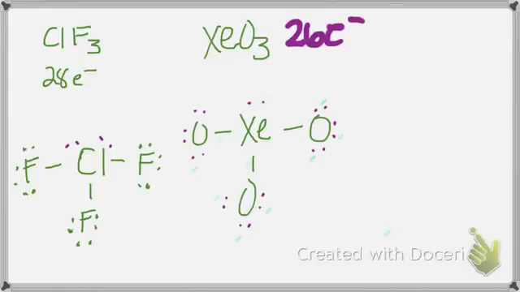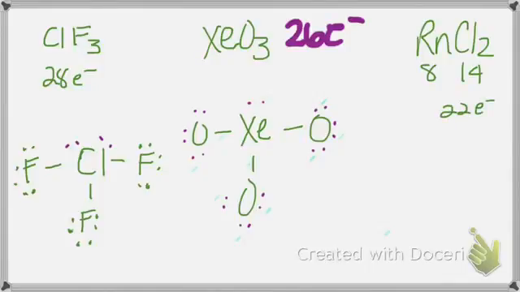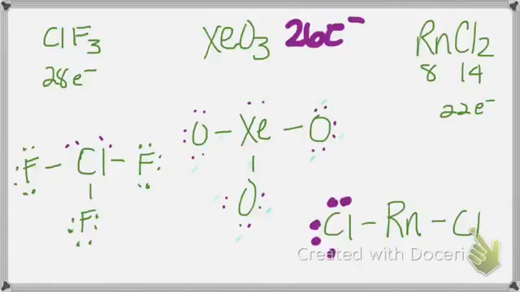And then we're going to do this one. This is the last one we're going to do, and then we're going to move on. Okay? So I have radon chloride. So I have 8 here plus 14 for those two. So I have a total of 22 electrons I need to depict. So I'm going to draw my radon and put chlorine on each side. I switched pens for that one because I like these better. Those are some big electrons. Easier to count.